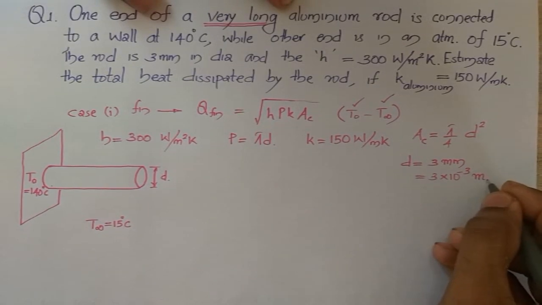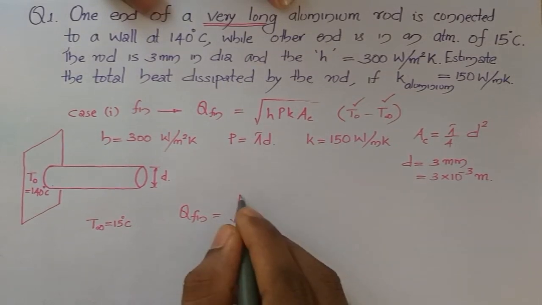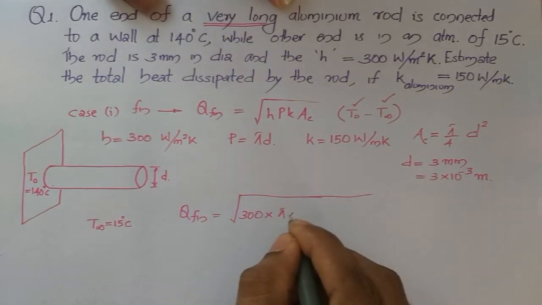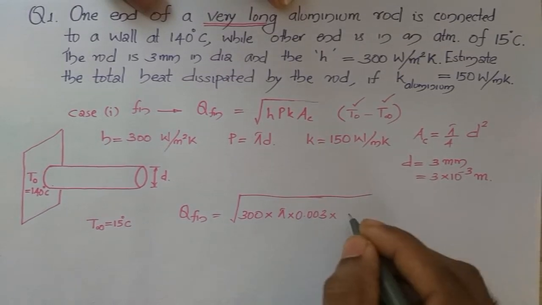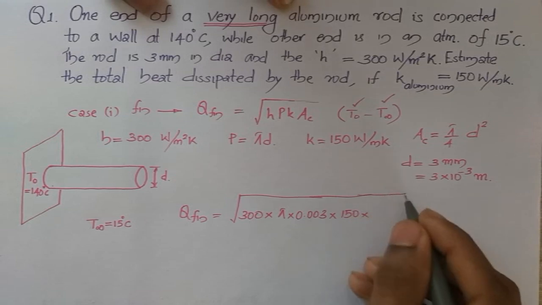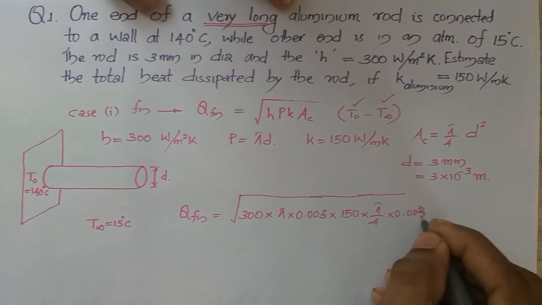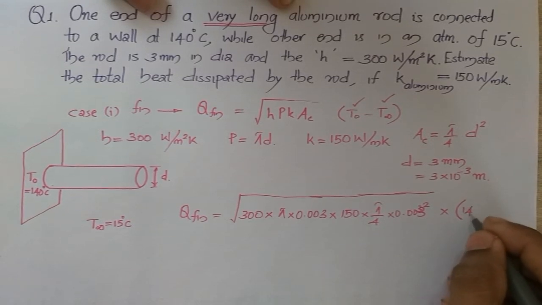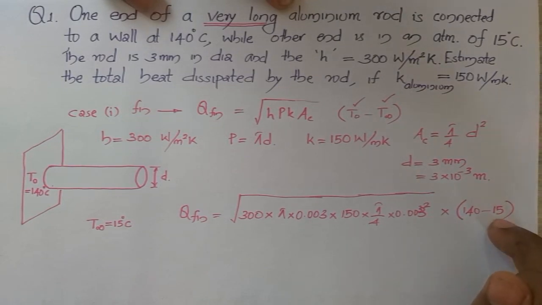to minus 3 meters. So if you substitute everything, you will obtain Q fin equal to square root of 300 into pi into 0.003 into k, 150, into pi by 4 into d square, 0.003 square, into (T0 minus T infinity), which is 140 minus 15 degrees Celsius, or the difference is in degrees Celsius, or the difference is also the same in Kelvin units.